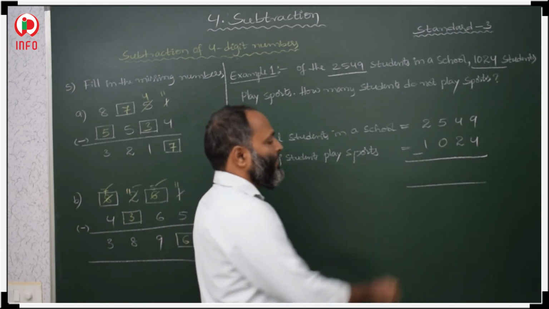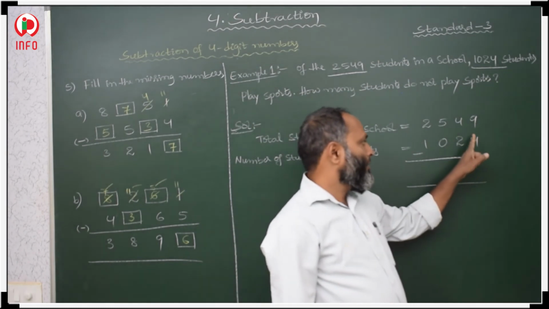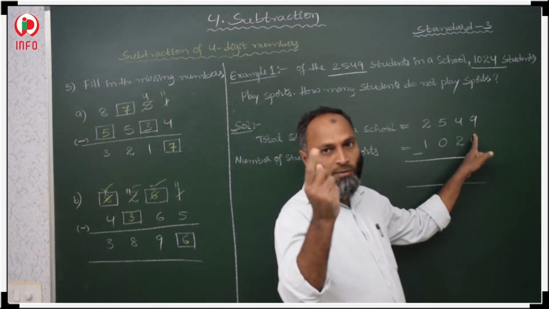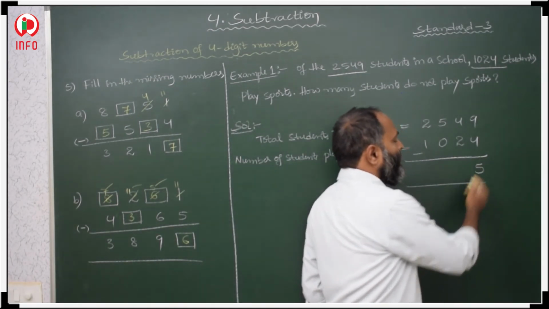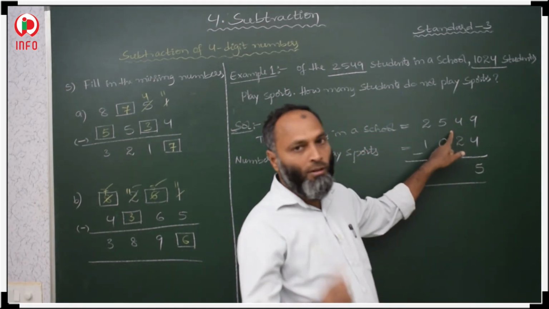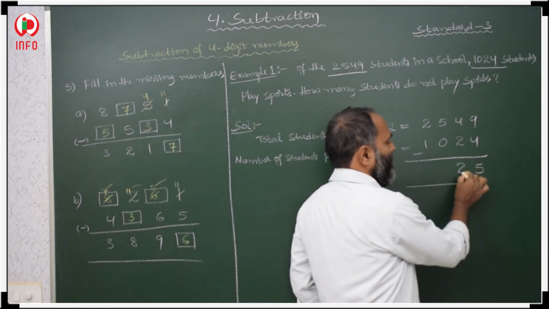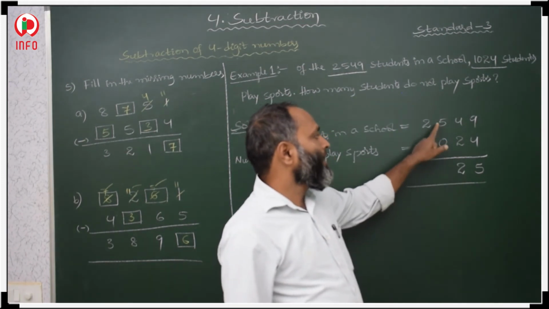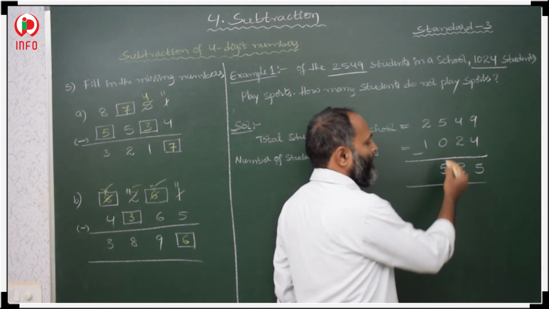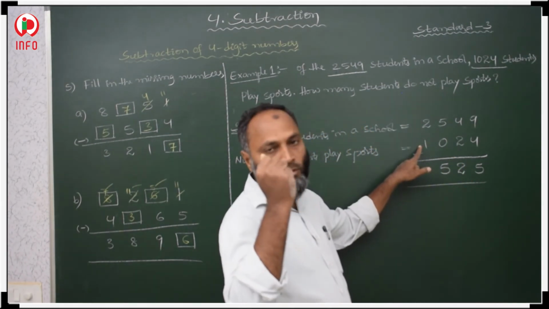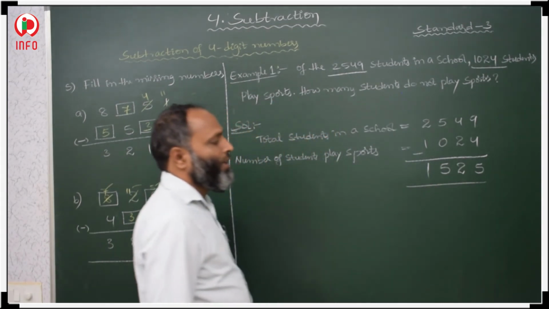Then minus. 9 minus 4. 9 is a bigger number, so we can minus. From 5 to 9 you have to count: 5, 6, 7, 8, 9. Total 5. 4 minus 2 means from 3 to 4 you have to count: 3, 4. How many? 2. 5 minus 0. Number minus 0 is itself. That is 5. 2 minus 1 means consecutive numbers. Answer is 1 only. 1,525.